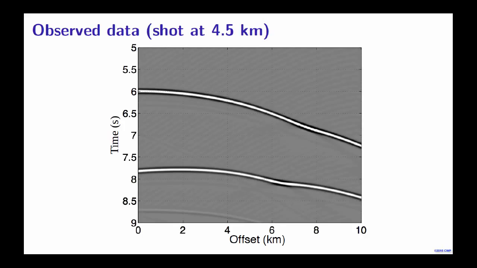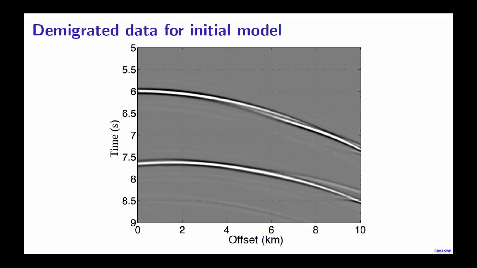The observed data was taken for a shot at x equal to 4.5 km. However, in the demigrated data, we can see that there are some extra arrivals at the larger offset at around x equal to 10 km. Again, this is because of the incorrectness of the model, or we can say, because of the absence of the Gaussian anomaly in the model with which they started.